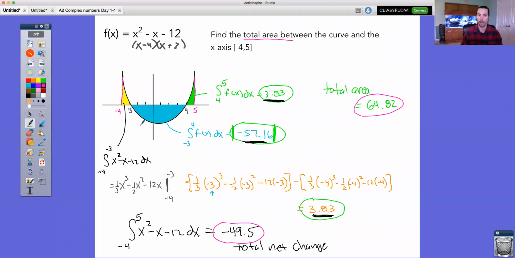If you're driving a car, you drove backwards more than you drove forward, and that's why you have a total net change of -45. You drove backwards for a little bit, you drove forward for a lot, and now you backed up a little bit more. Your total net change is you've driven backwards more than you've driven forward.